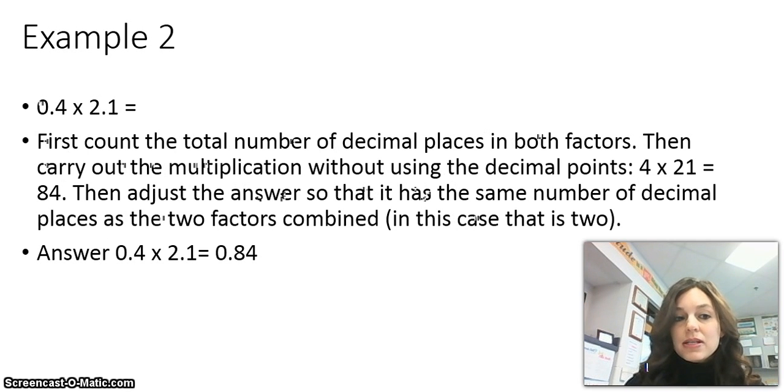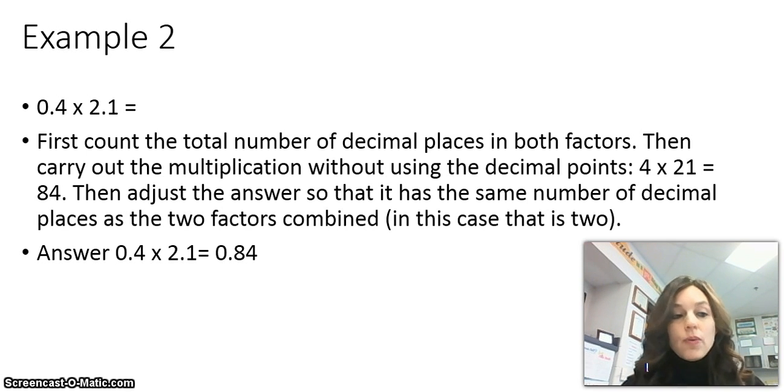Here's another example. This is an example of multiplying a decimal by a decimal. So we have 4/10 times 2 1/10. First, count the total number of decimal places in both factors. Then carry out the multiplication without using the decimal points. So we can really just look at this as 4 times 21 at first. So we will multiply the 4 times the 1, which is 4, and the 4 times the 2, which is 8, and we will get 84. Then adjust the answer so that it has the same number of decimal places as the two factors combined. In this case, that's 2.